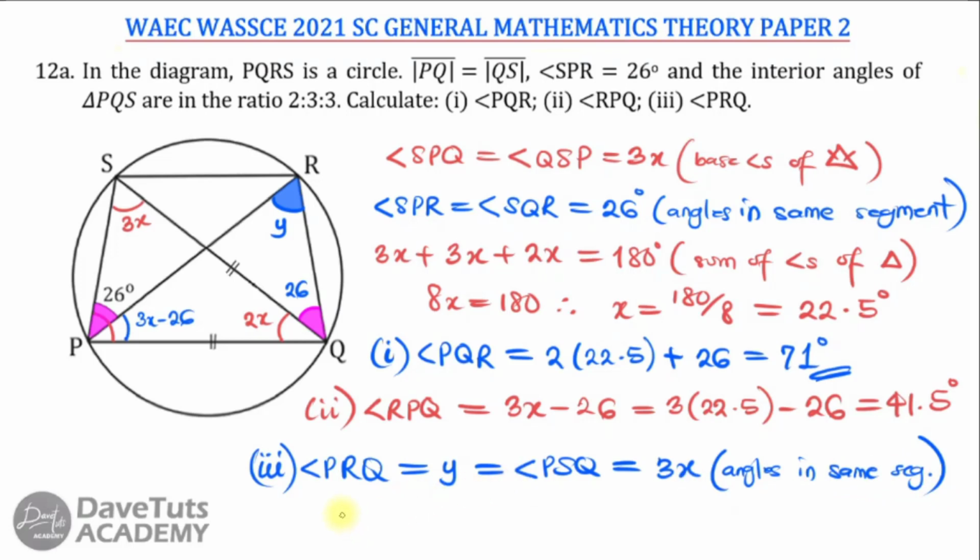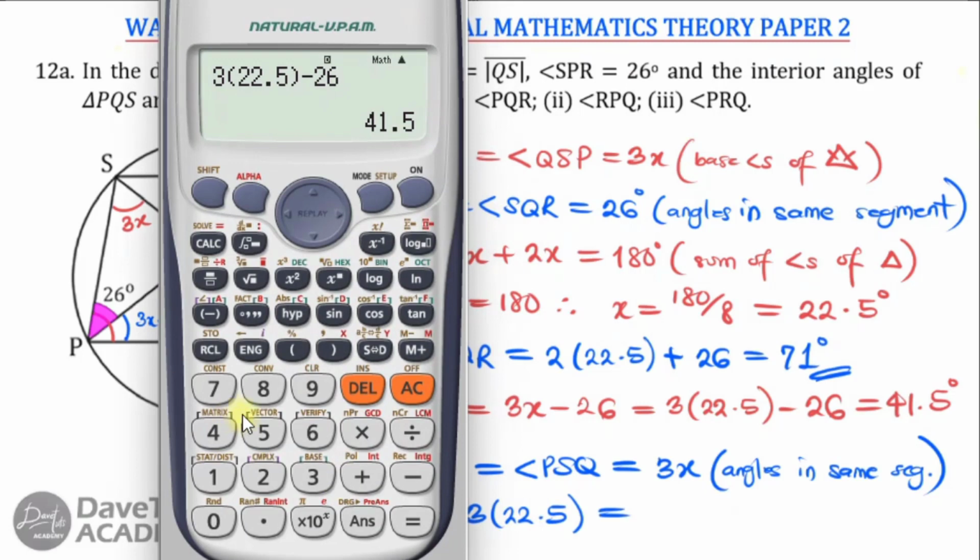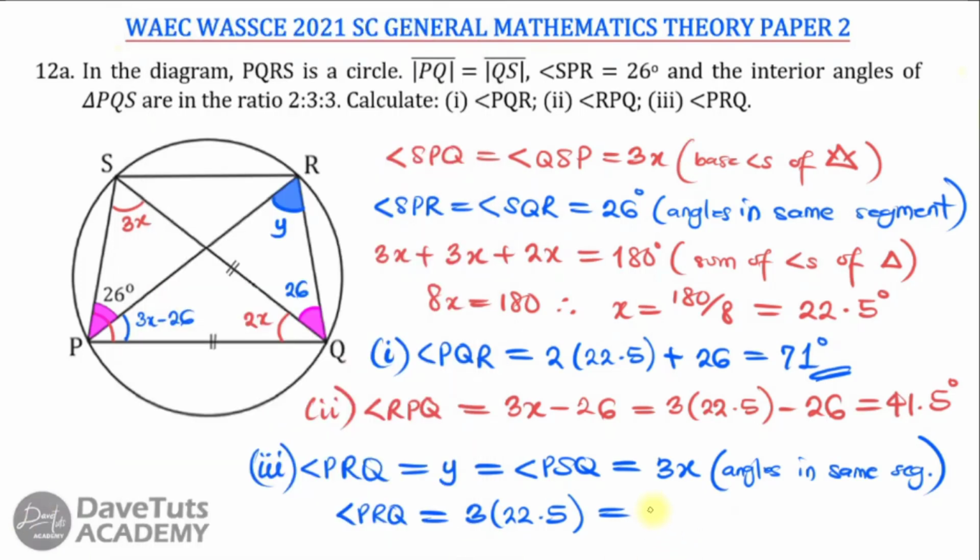Okay, and then that means that the y that I'm looking for, or angle PRQ, is nothing but 3 times x, and that is 3 times 22.5. If I use my calculator again, let me just remove this last set of entries. 3 times 22.5 is going to give me 67.5. So this is 67.5 degrees.